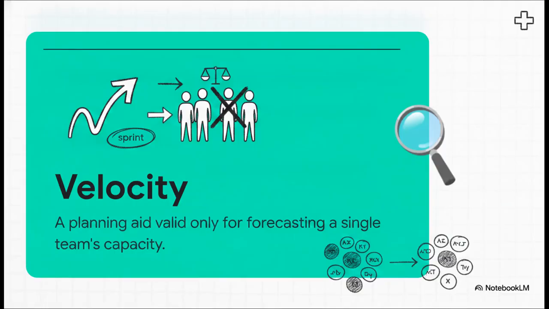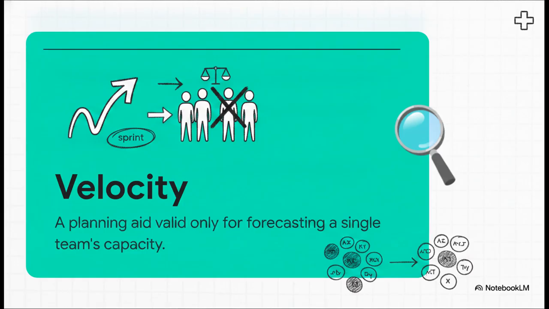Look, focusing on the wrong numbers actively harms your safety culture. In a medical device context, metrics aren't just for management to look at, they are actual evidence of control. Take velocity, for example. Velocity is just a planning aid. It's based on totally arbitrary, invented estimates, and it is only valid for forecasting one single team's capacity for their very next sprint. Velocity is not a productivity measure.